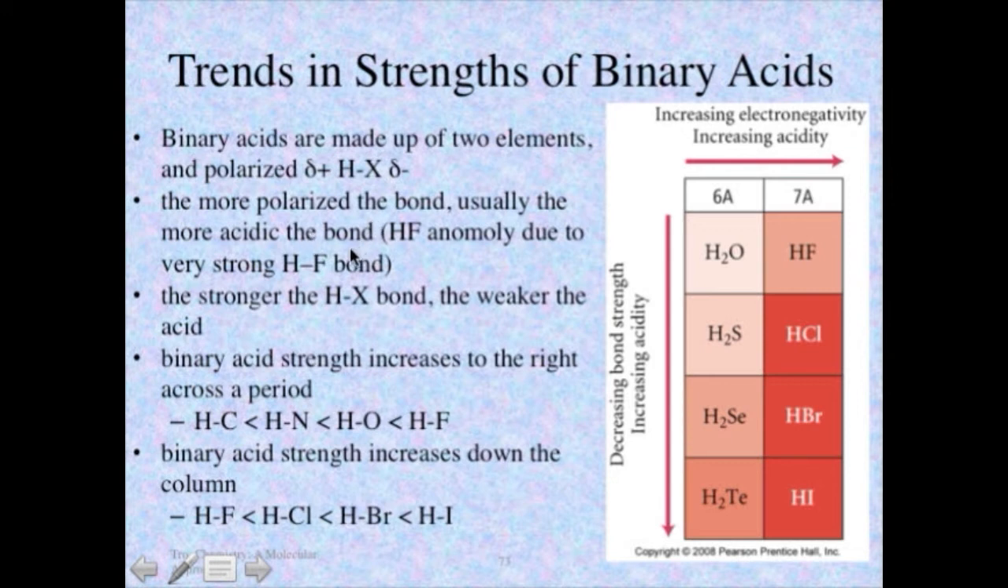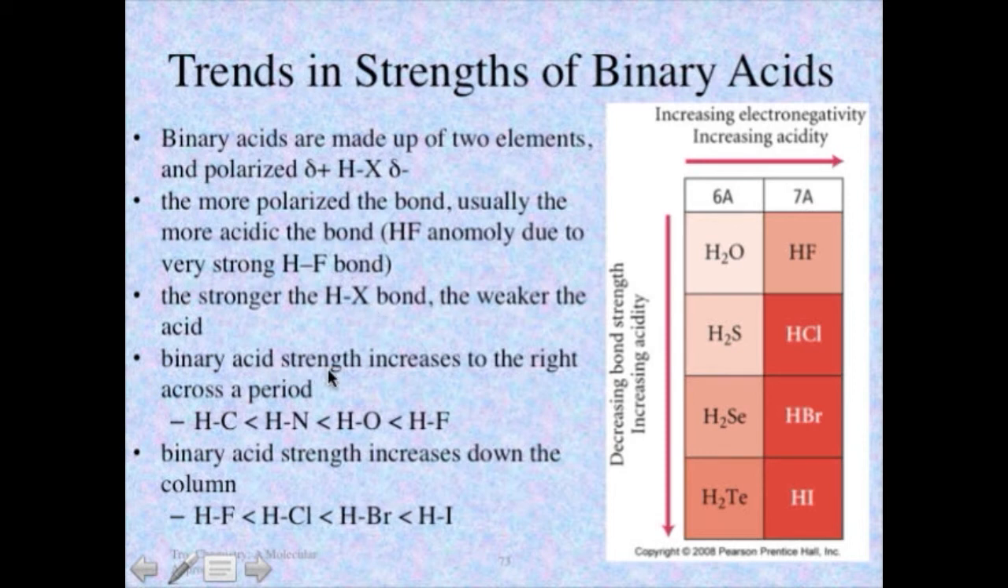Hydrogen fluoride is an anomaly because of the small size of the fluorine atom. Hydrogen and fluorine are able to overlap their orbitals very well and form an unusually strong bond. The stronger the bond between hydrogen and the anion, the weaker the acid is going to be.